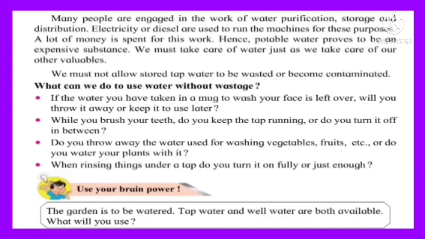Now there's another question once again. Let's use our brain power. The garden is to be watered. Tap water and well water are both available. What will you use? Oh, we will use the well water because tap water is got to your houses after a lot of purification, after a lot of work done by so many people, and a lot of money and energy is used for it. So we have to save this water, and well water can be used because it does not undergo these processes, right? So we will use well water.